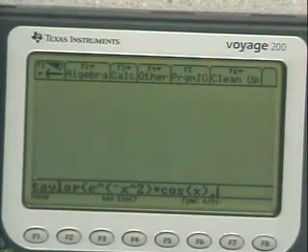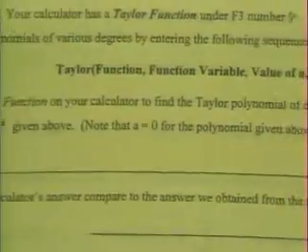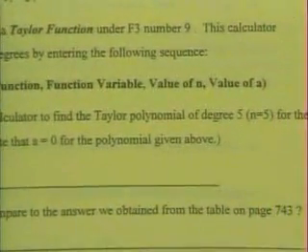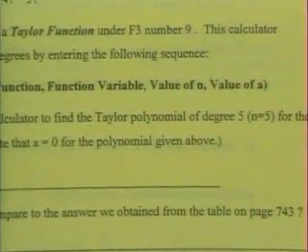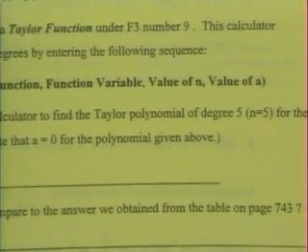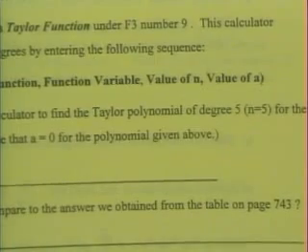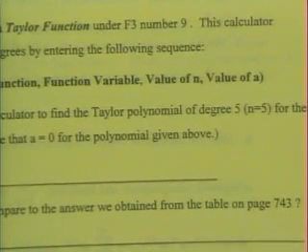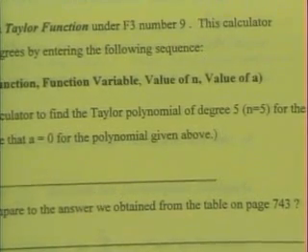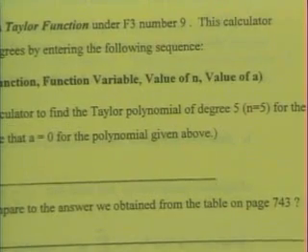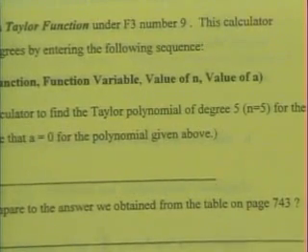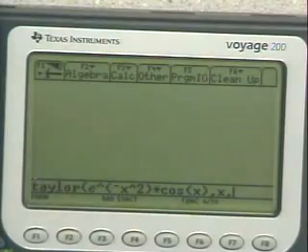Function, variable, so I better go, what next? X, okay. Then they want another comma. And then they want the value of n. Well, how many terms do I want? Where does Taylor typically start? 0. So what should n be to get 3 terms? 2? Seems right, doesn't it? Okay, let's put in a 2. And then what do they want?